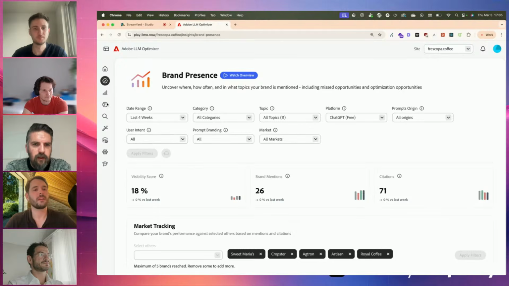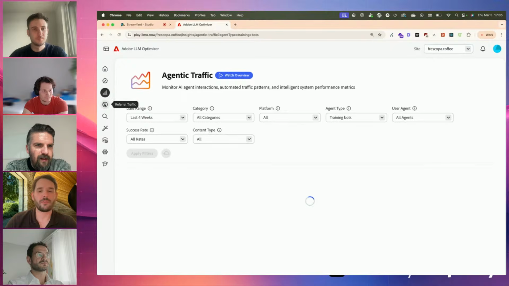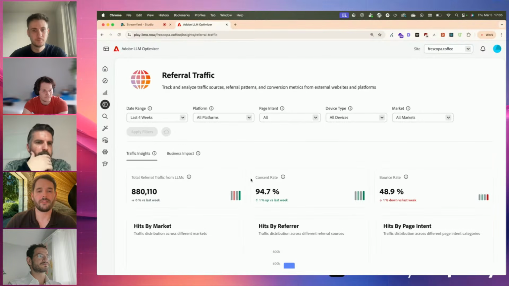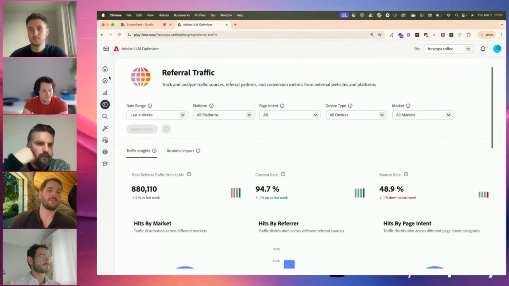Okay, so where did we leave off? I think we were in between agentic and referral traffic. So let's take a look at that. We can move to referral traffic now. Referral traffic, as I said before, it's a bit of a funnel.